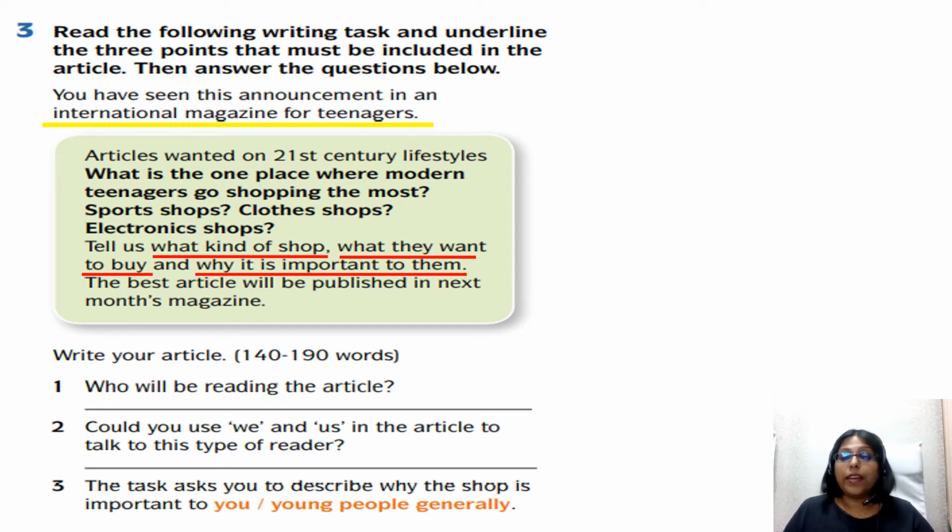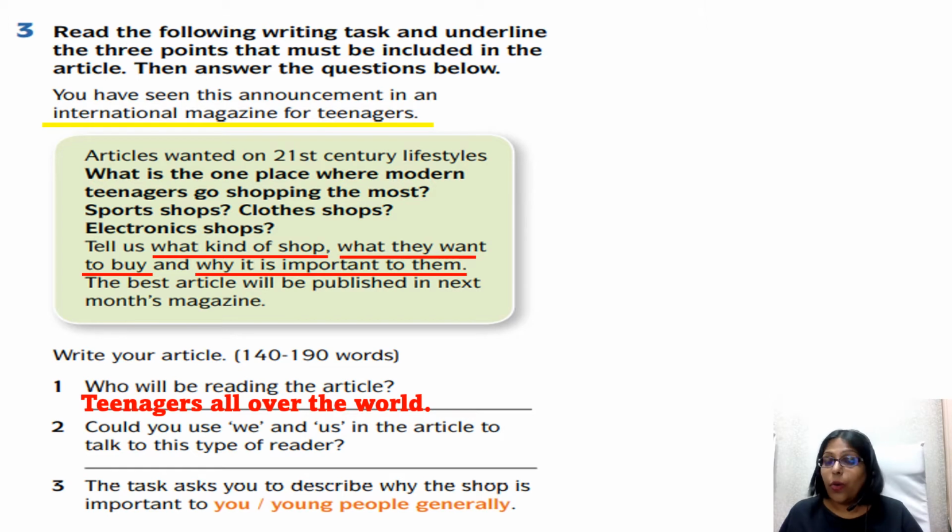Okay, let's look at number 1. Who will be reading the article? Let's look at this yellow line which is underlined. So it is for who? Yes, it is for teenagers all over the world because it is an international magazine for teenagers.